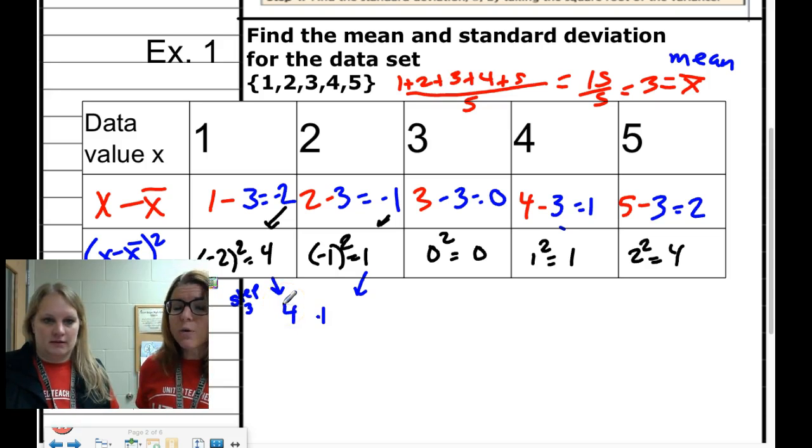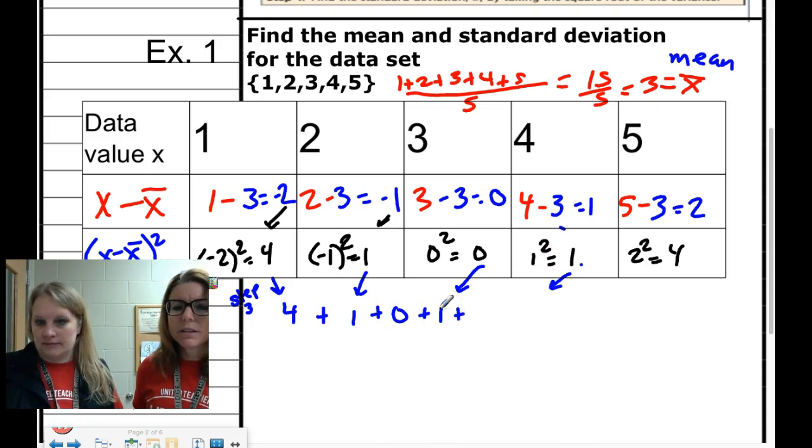All you're doing now is adding up all of those numbers. The variance is just the average, so put in arrows so you know where the average is getting those numbers from.